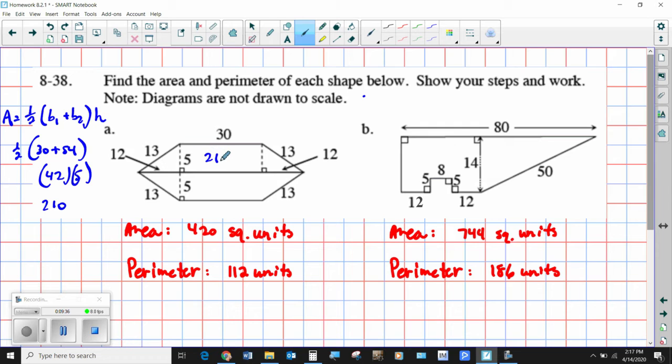And 42 times 5 is 210. That means that this is 210, and since that's a mirror image, this is also 210. So you put them together, and you get 420 square units.